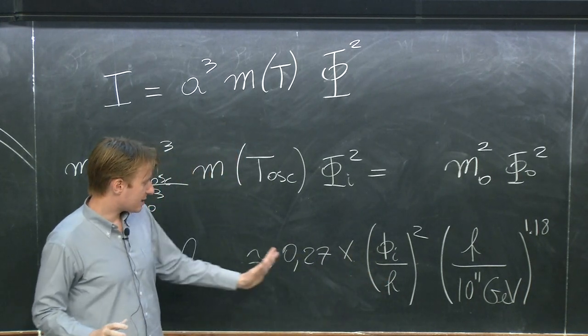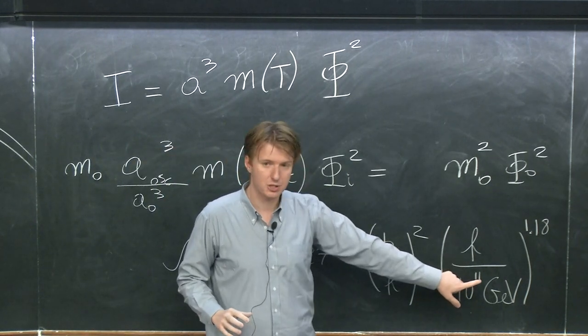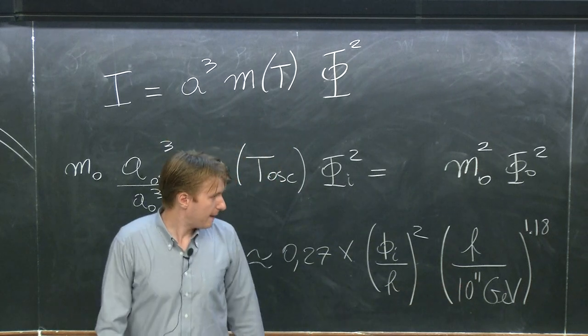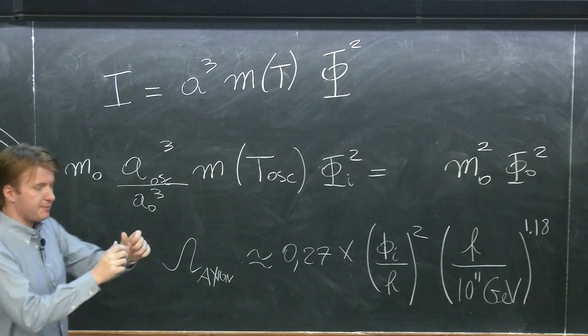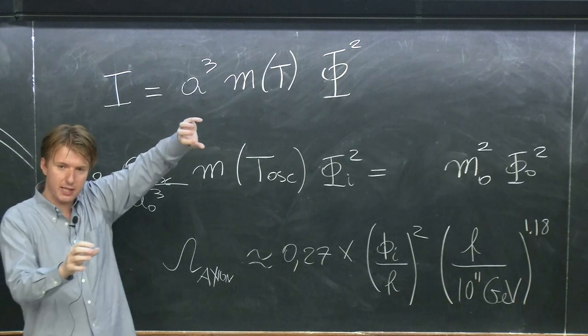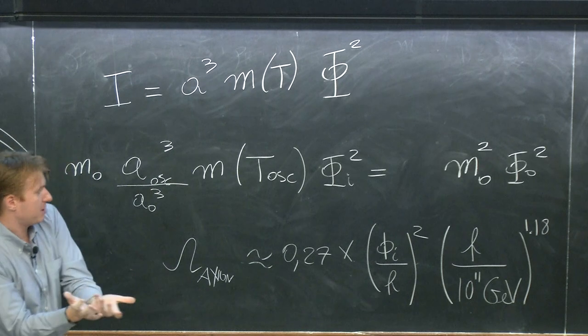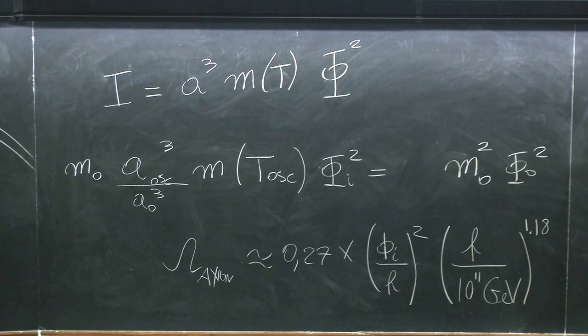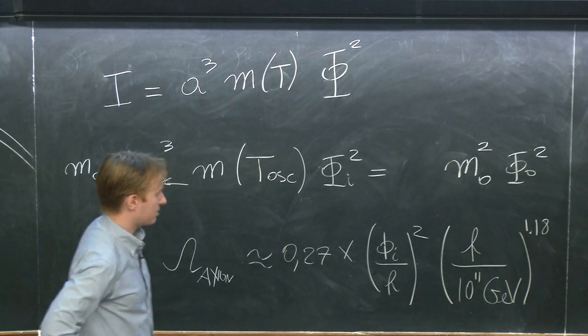So this equation tells us that the interesting range for f is 10 to the 11 GeV, okay? And what else to say? So this contribution is called misalignment, because the key of this mechanism is that the axion field was displaced from its minimum, and so it could oscillate as the universe evolves. So misalignment because it was misaligned with respect to its value corresponding to the minimum energy.